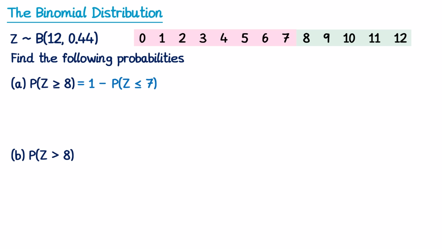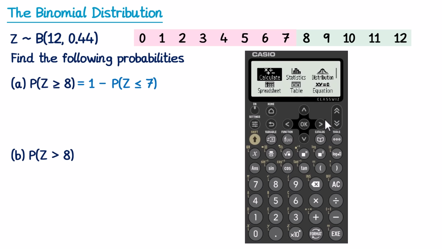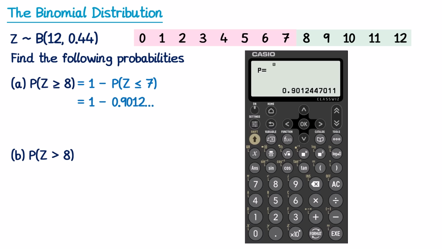So let's do this. We'll take the calculator, go into distribution, and we want binomial CD. Since we have the less than or equal to, we have variable, and we want this value here to be 7. N is going to be 12, and the probability of success is 0.44. We press OK, execute, and we get this number here. So this is the probability that z is less than or equal to 7, but we don't want this, we want 1 subtract this. So 1 subtract this number.